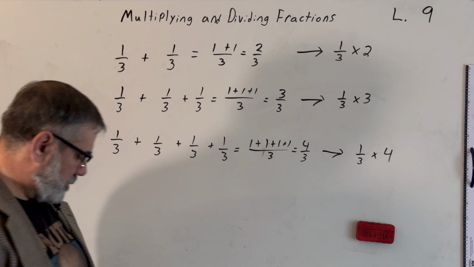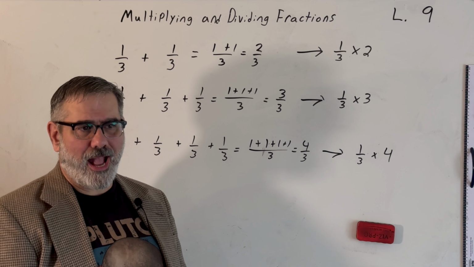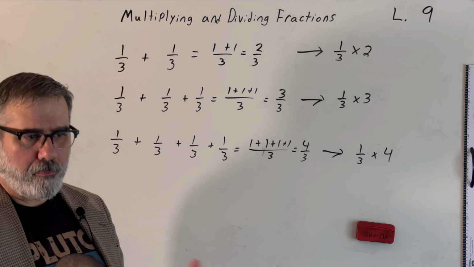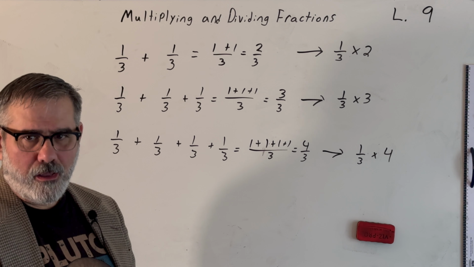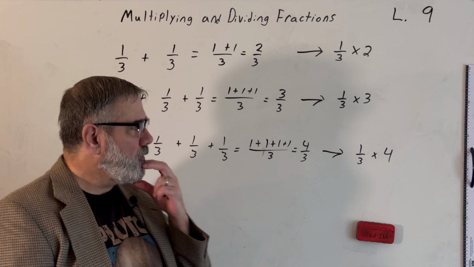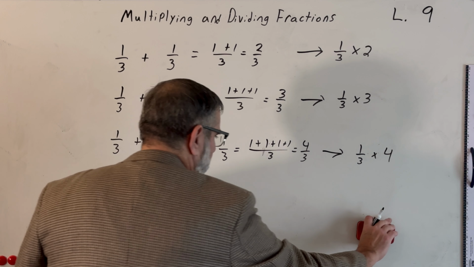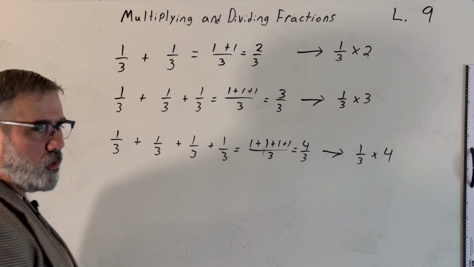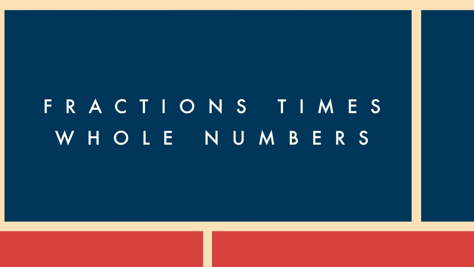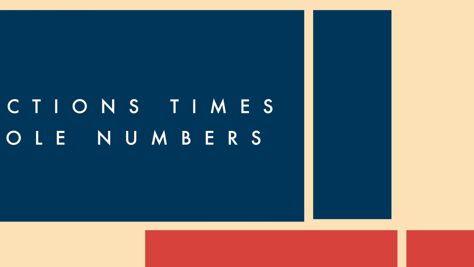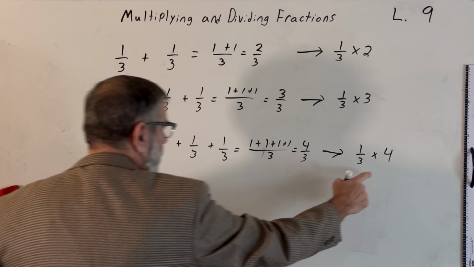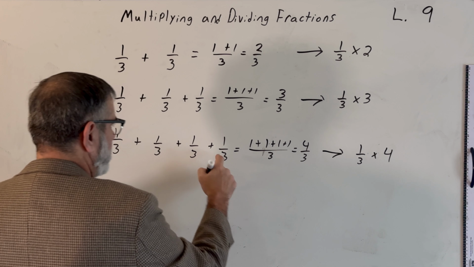So we see we kind of have a prescription here with this repeated addition of fractions, which we know how to do. Since it's repeated, that means it's the same fraction, right? Which means it has a common denominator. So we know how to add those. And so we have a prescription here for how to multiply a fraction times a whole number. A fraction times a whole number is just repeated addition.